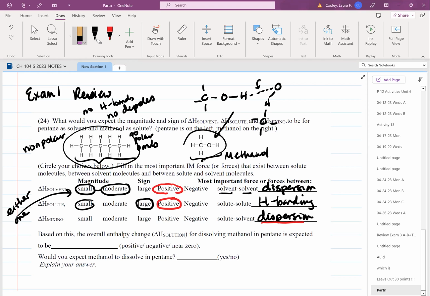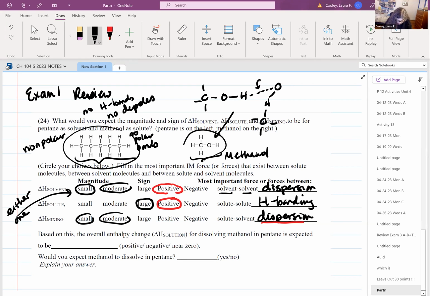Sorry, what did I do there? I circled the wrong thing. That's small, or I guess it's easiest to understand if you thought of dispersion forces as small. But I would accept, like I said, moderate as well. So what happens here is you're releasing some energy because you're putting methanol and pentane together, and there is some interaction, but it's a weak interaction, so it's relatively small.